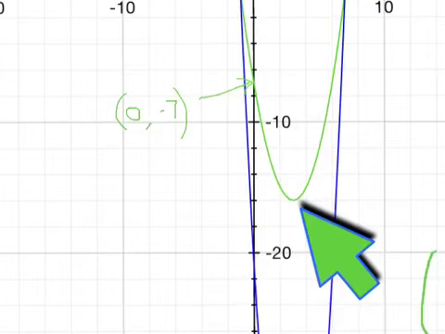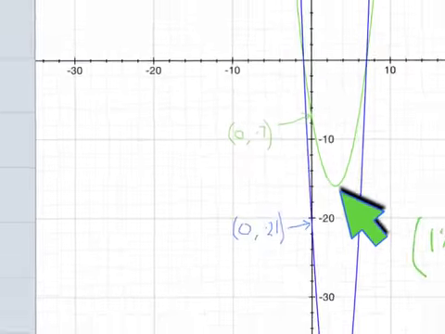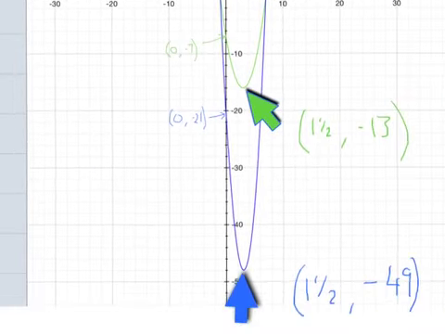And we can just see this cuts the y-intercept, it's just here, and we can read that accurately as 0, and you can all see, obviously, that's minus 21. It's not minus 20, obviously. Right, so what do we got? We had 1.5, minus 13, 1.5, minus 49. We had 0, minus 7, we had 0, 21.